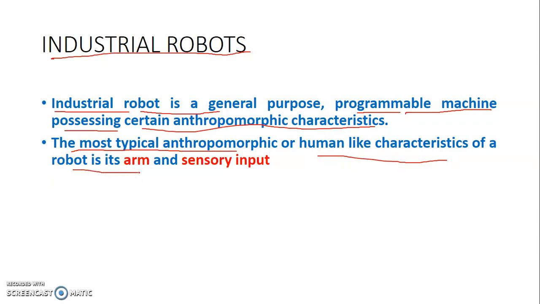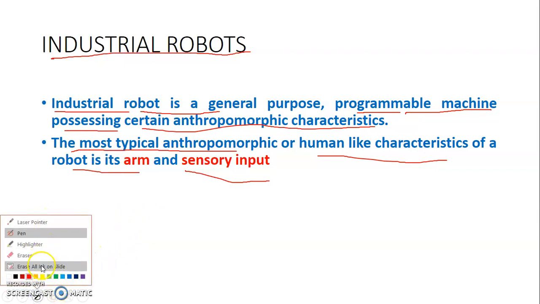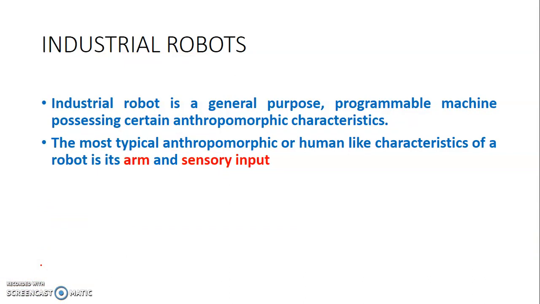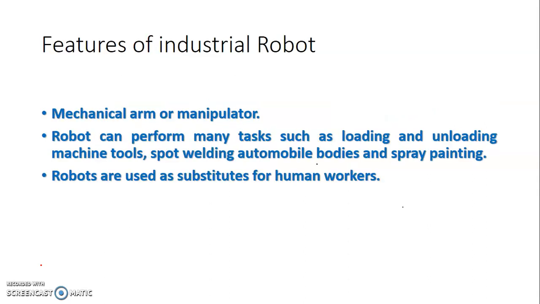Like our arm, an industrial robot can have an arm. That arm can have the characteristics of a human arm and sensory inputs. These are the main or typical anthropomorphic characteristics of an industrial robot used in industries. I think you understood what is an industrial robot. An industrial robot is a general purpose programmable machine possessing certain anthropomorphic characteristics. That is called the industrial robot.